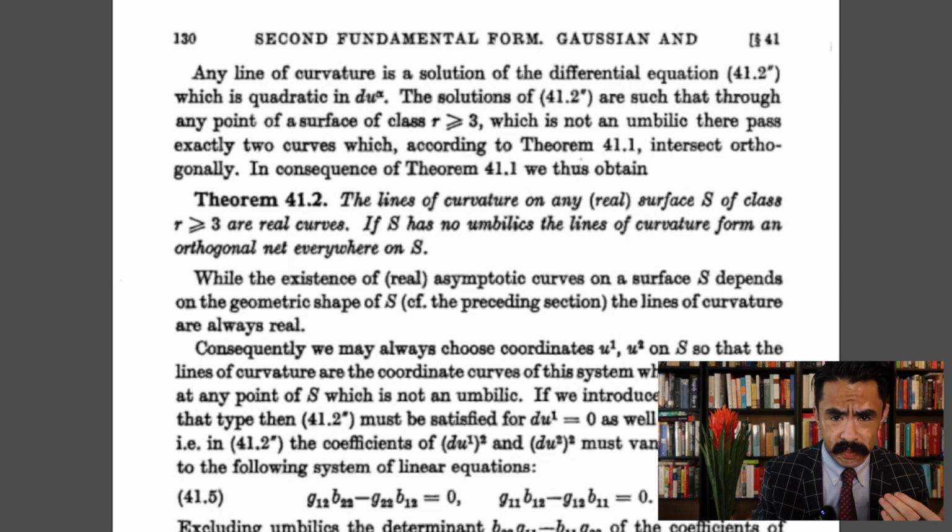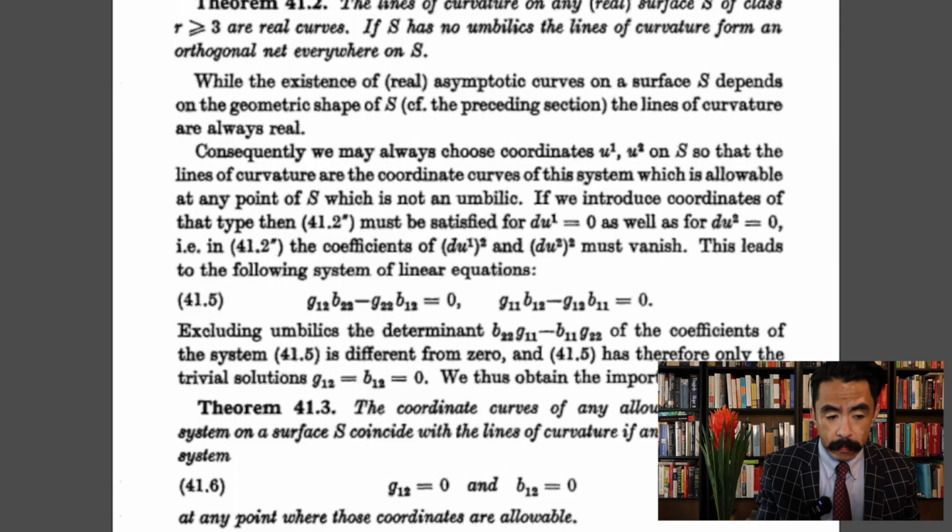In consequence of this same theorem, we furthermore obtain Theorem 41.2. The lines of curvature on any real surface capital S of class r greater than or equal to 3 are real curves. If capital S has no umbilics, the lines of curvature form an orthogonal net everywhere on capital S. While the existence of real asymptotic curves on a surface capital S depends on the geometric shape of capital S, referred to the preceding section, the lines of curvature are always real.